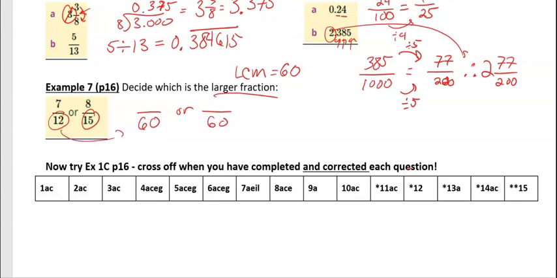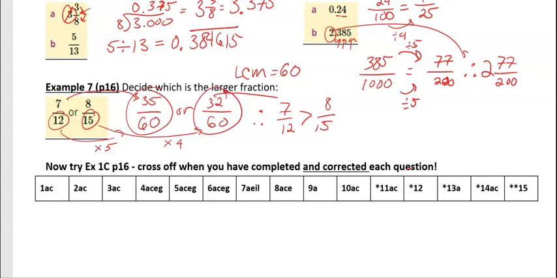So again, multiplying 12 times, what is it, 5? We'll do the same with 7 times 5 is 35. And 15 to get to 60 is multiplying just by 4, isn't it? So 8 times 4 is 32. Therefore, 7 over 12, the equivalent of 35 over 60, is greater than 8 over 15, which is the equivalent of 32 over 60.